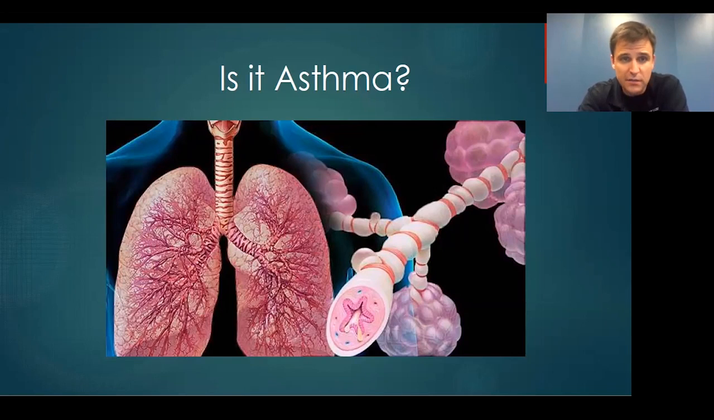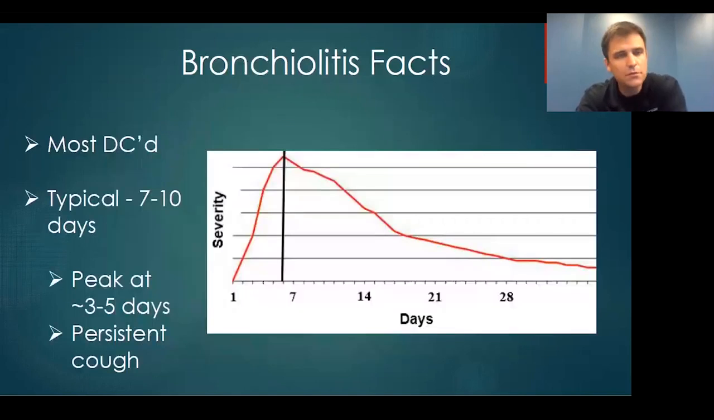As a result of this, the diagnosis of asthma is generally not given until the patient gets beyond the 2-year threshold. So it's really just not a thing for a patient to have a diagnosis of asthma if they are under 2 years of age. So we know a little bit about what bronchiolitis is.